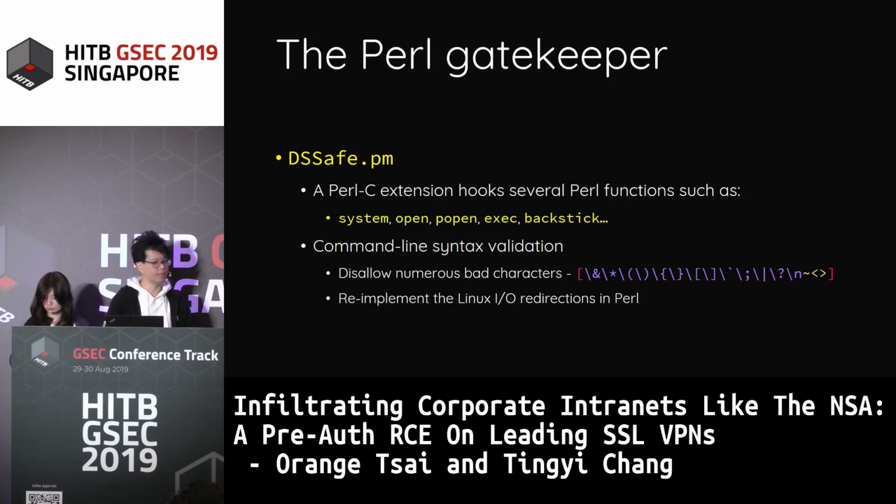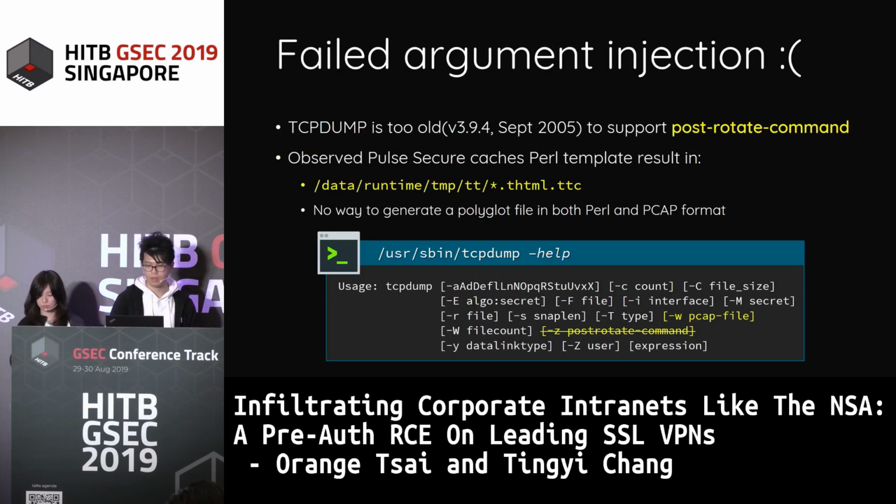So, due to the hardening, we cannot perform any command injection. We tried several ways to bypass the hardening. Of course, the first thing that came to my mind was argument injection. However, the tcpdump in PearlSecure is too old. So we failed because it didn't support several juicy features, such as the post-rotate command.